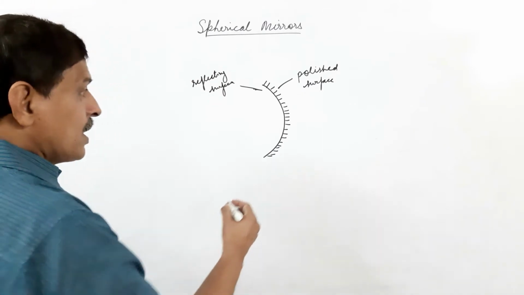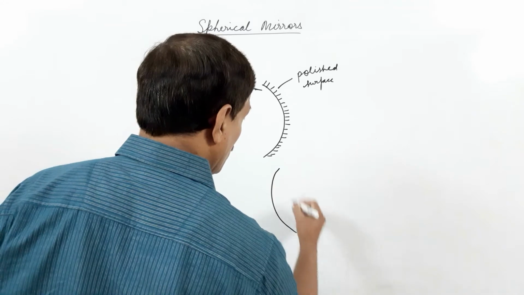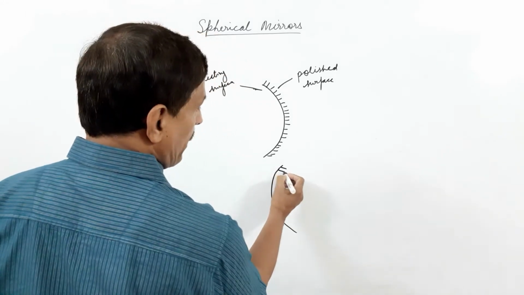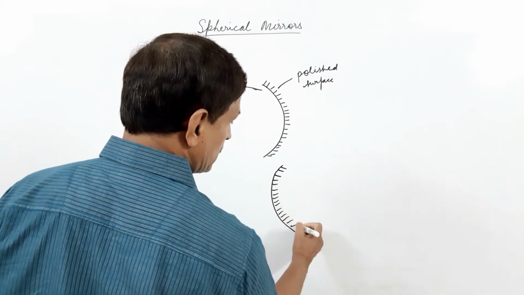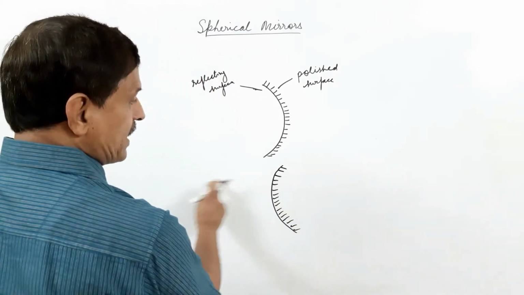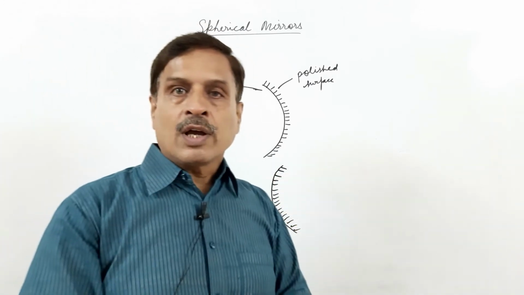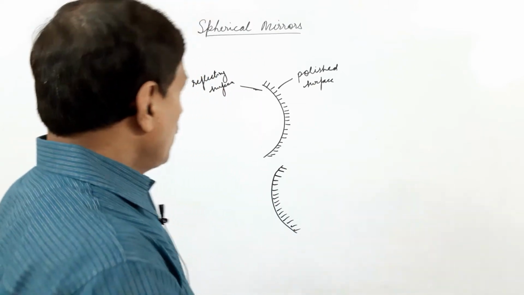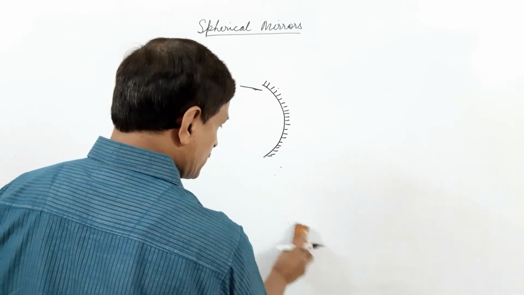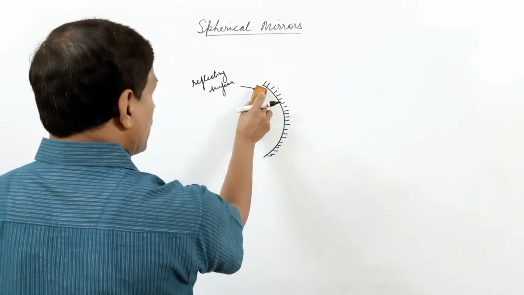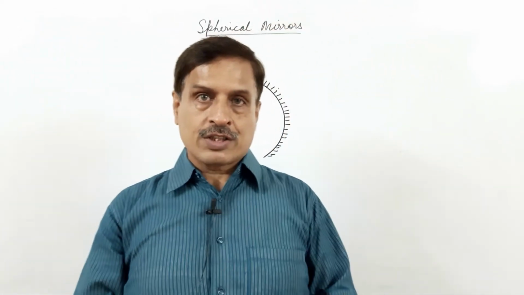On the other hand, if we polish the bent in surface or bulging in surface, so that this becomes the reflecting surface and this is the polished surface, this is a convex mirror. Now, certain definitions regarding spherical mirrors have to be understood first.